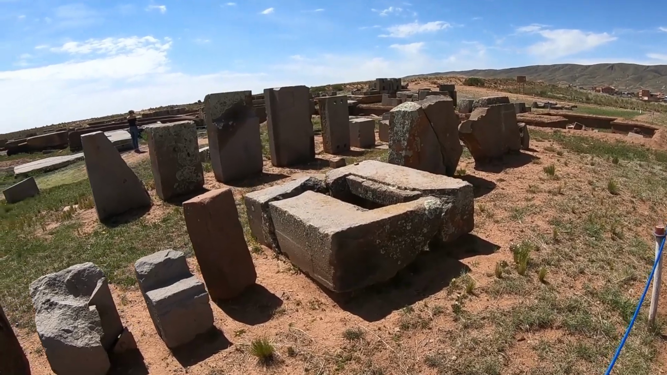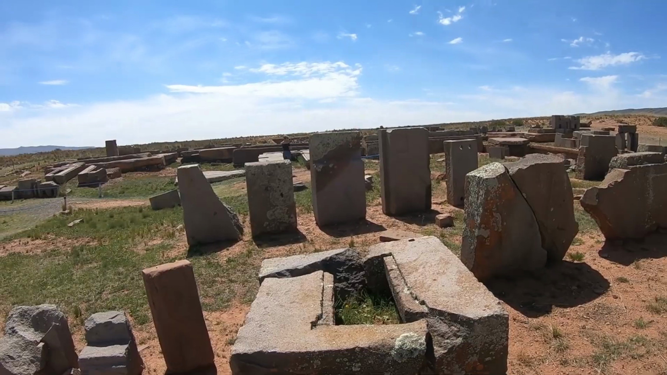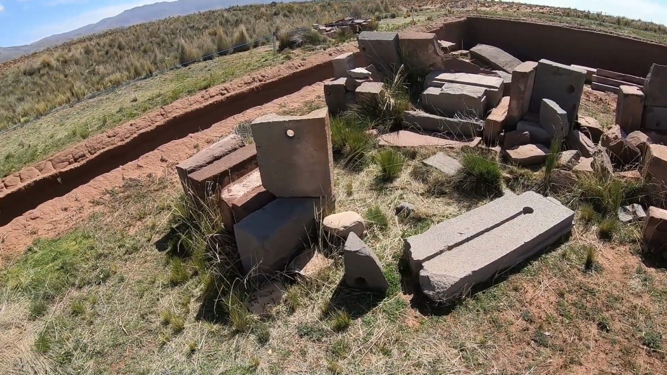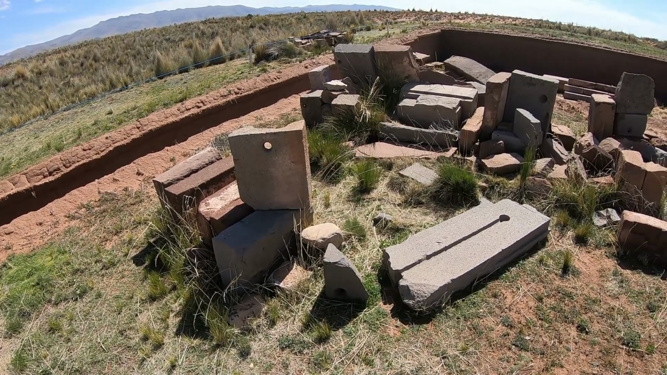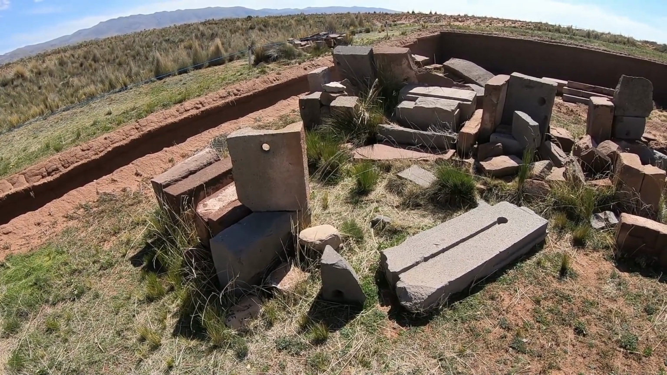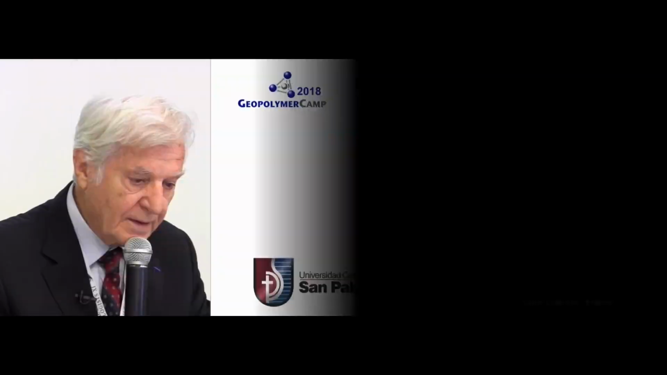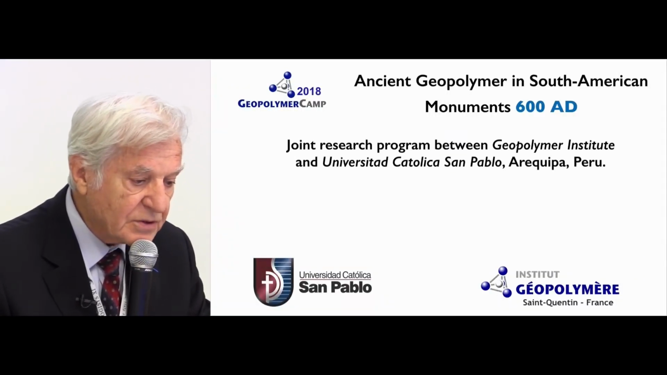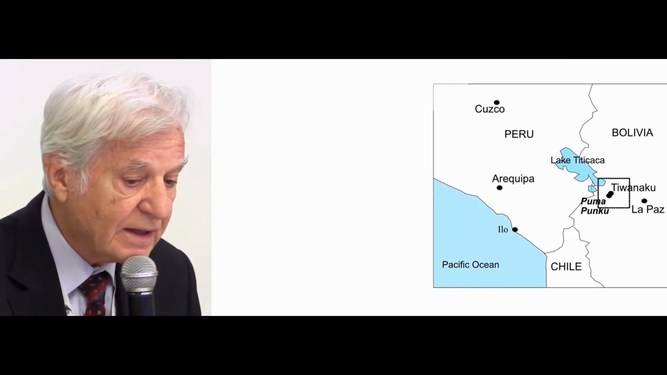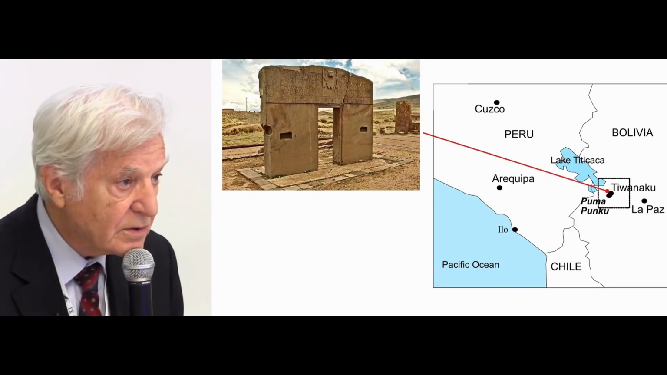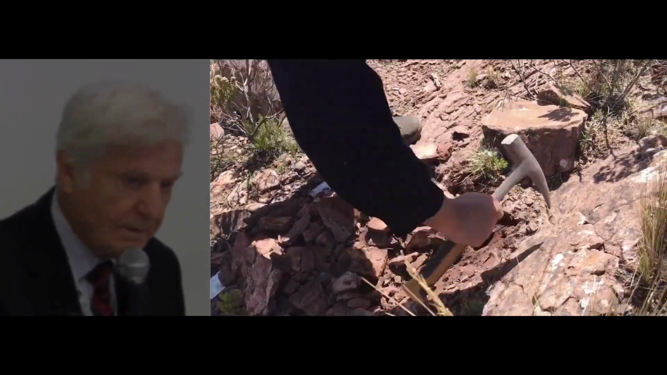Out of the plenty of other methods on how ancient builders shaped their monoliths, such as sawing, drilling, chiseling, and smoothing, the Geopolymer Method was the most crucial technique to use in order to make the final shape of their stone blocks. In 2017, Joseph Davidovits hosted a conference with the joint research of the Geopolymer Institute of Saint Quentin in France and the University of Católica San Pablo in Arequipa, Peru.